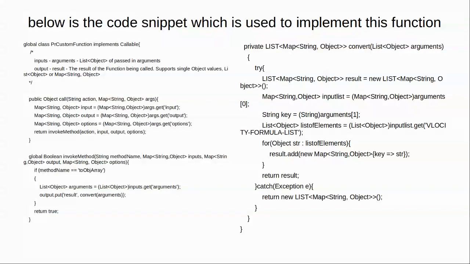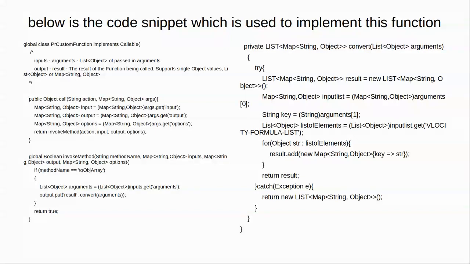The left hand side is the prototype or the skeleton which needs to be defined, which is the public Object call, and we need to implement the Callable interface. The right hand side is the simple logic which will perform any operation, or you can write your own custom function also to do a certain operation. So this is pretty much about the Apex classes.